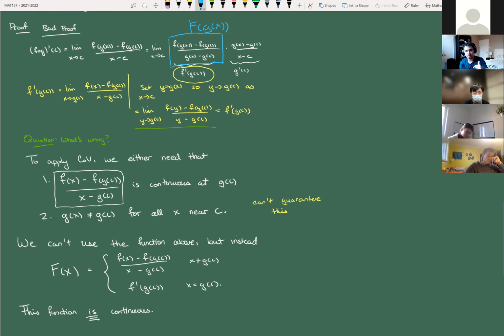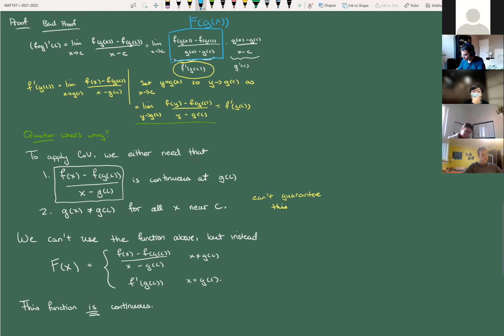So it seems silly, because capital F and that function in the blue rectangle are basically the same function, but they're not the same function. So for me to be rigorous, I do need to make this fix.